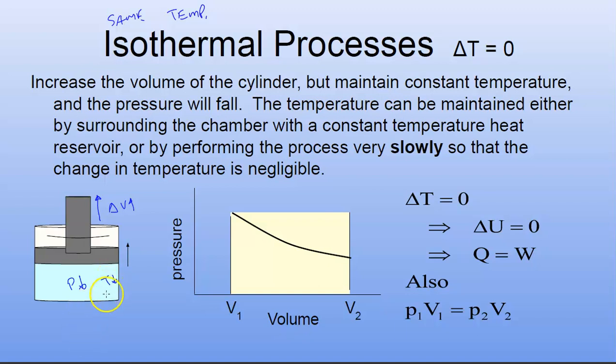I don't want to change the temperature, so that's where I come in with a little flame under here and surround the chamber with a constant temperature heat reservoir. That's going to add a little bit of heat. I can put a little fire under there. Or if I do this super slowly, then I don't get a rapid expansion. Rapid expansions cause drops of temperature.